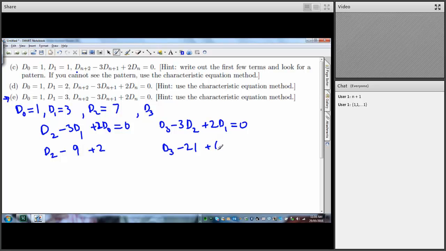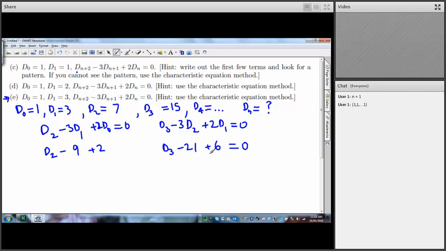And you do the same sort of thing for D3. So D3 minus 3 times the one before it, plus 2 times the one before that, is equal to 0. D2 is 7, 3 sevens are 21. D1 is 3, 2 threes are 6. You plug that all in and you get D3 equals 15. If I'm going too fast, let me know.